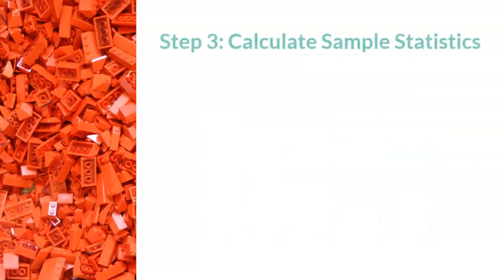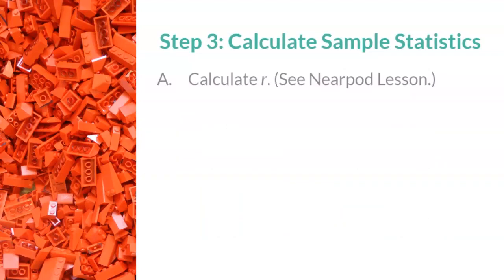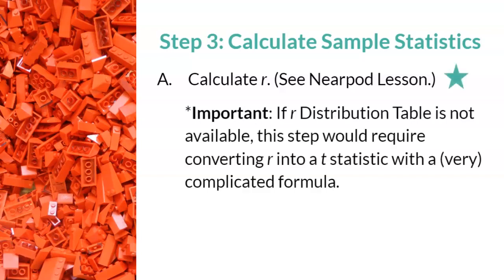So step 3, the red Lego, is to collect data and calculate sample statistics. This step requires the calculation of the Pearson R correlation. Now, an important side note here. If we did not have the R distribution table for step 2, this step would actually require converting the R into a T statistic and then using the T distribution table to make a decision in step 4. The star here is to remind students that R was calculated in a previous video, so we do not need to review the process here.